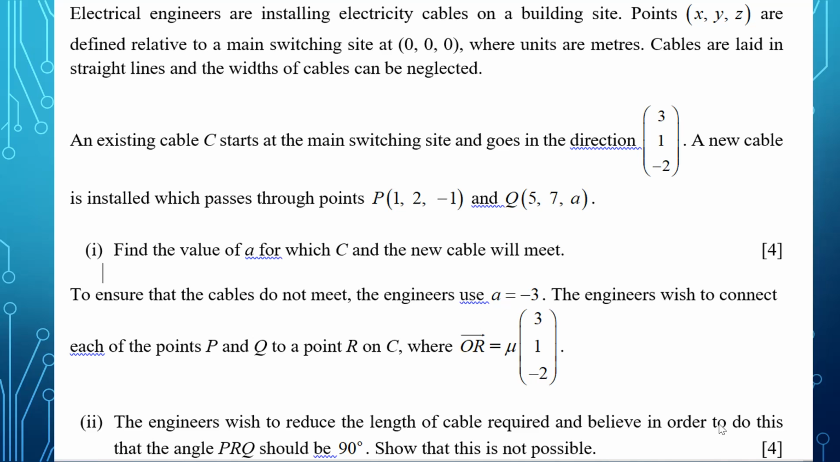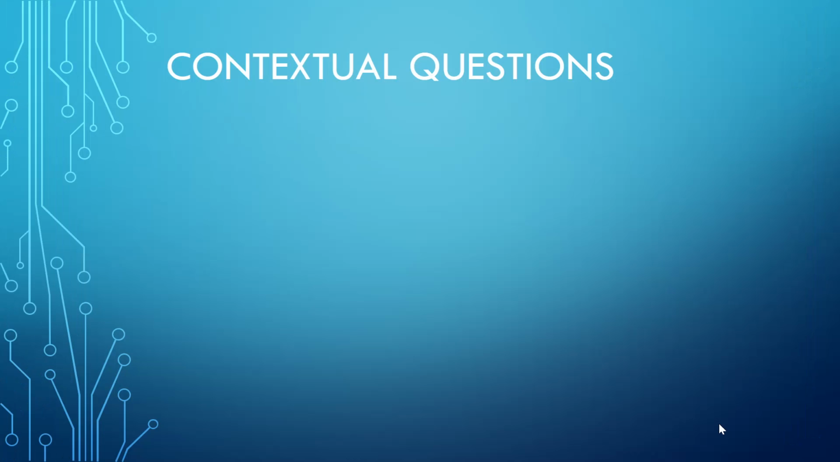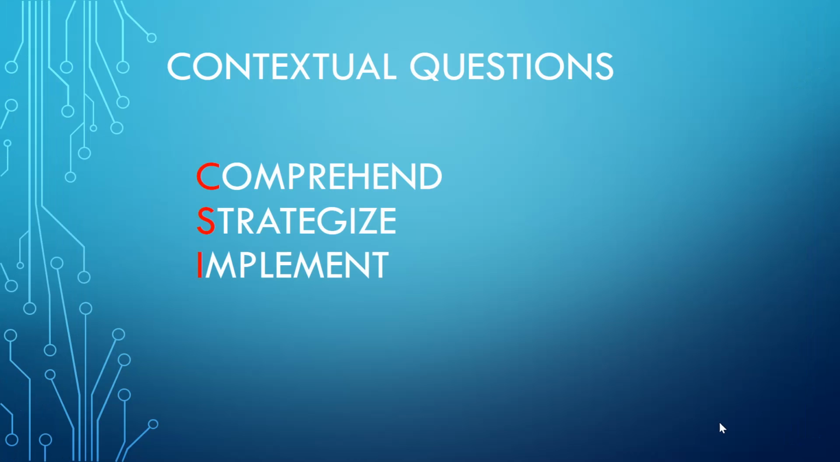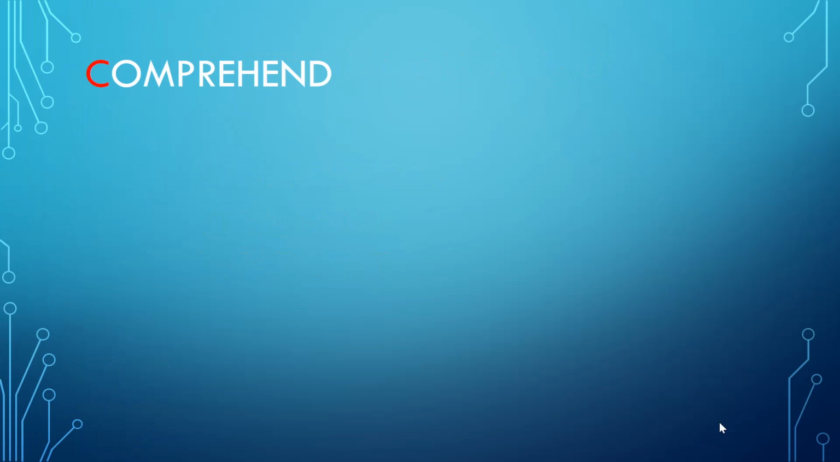So before I go into handling that question, let's go through some techniques or strategies involved when you are trying to solve contextual questions. The technique that I'm going to introduce to you is the CSI technique. You need to comprehend the question, strategize your move, and then implement your techniques.